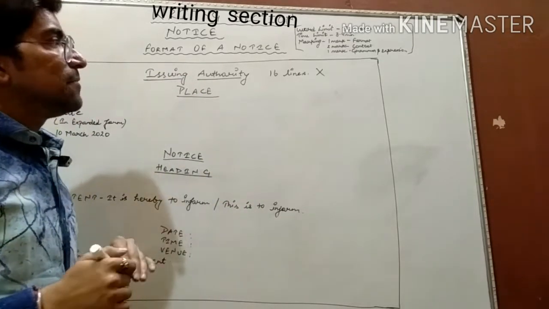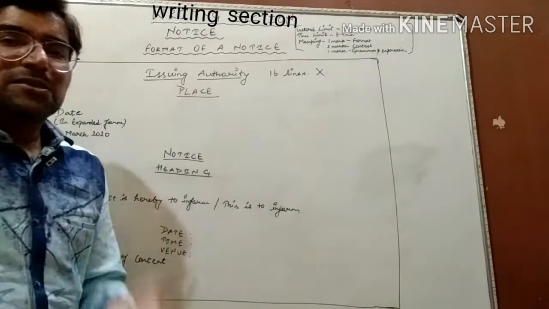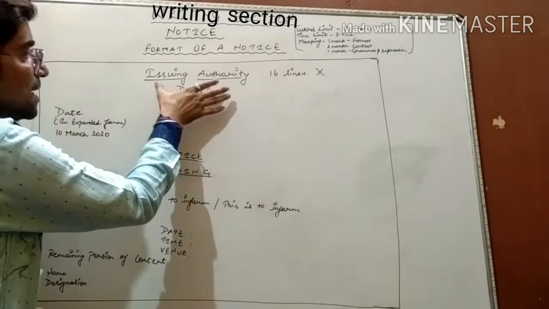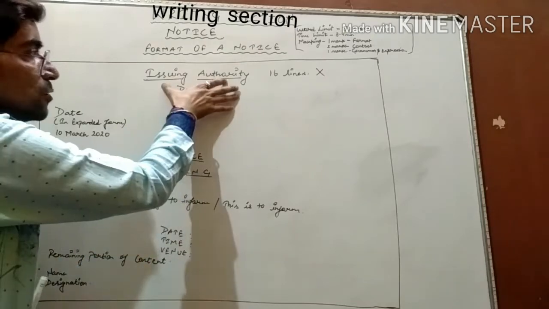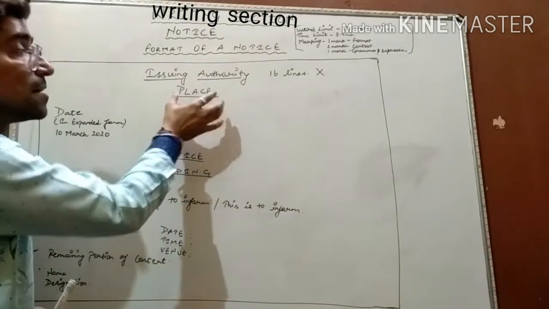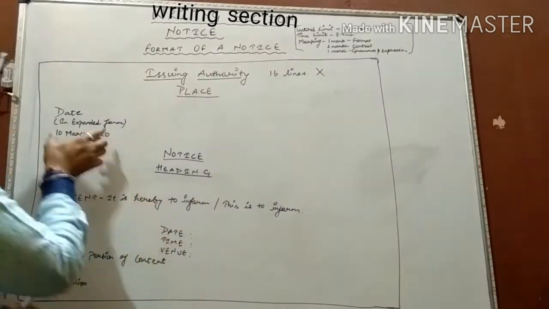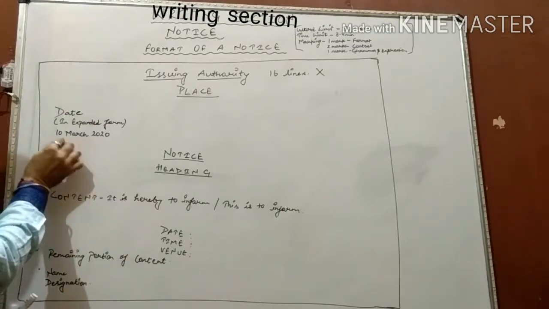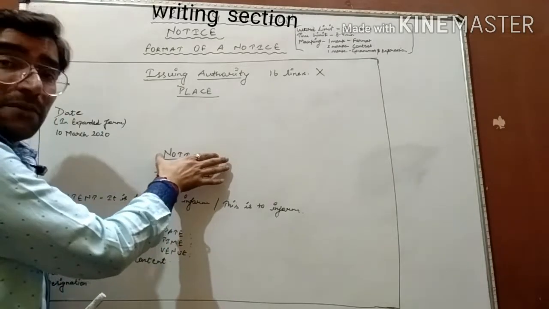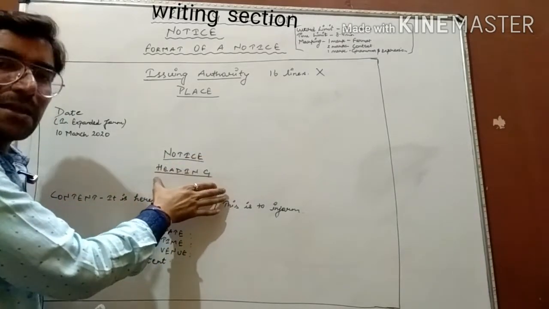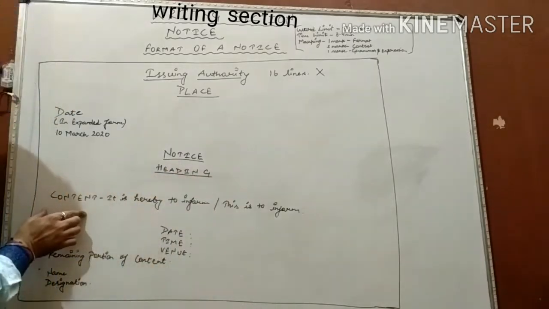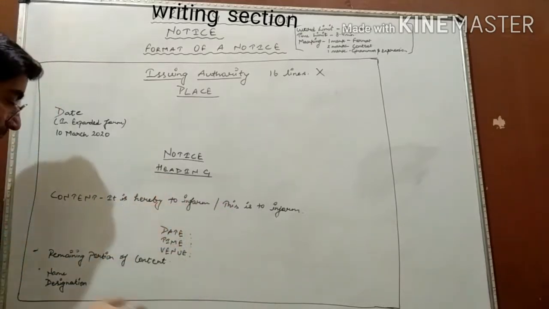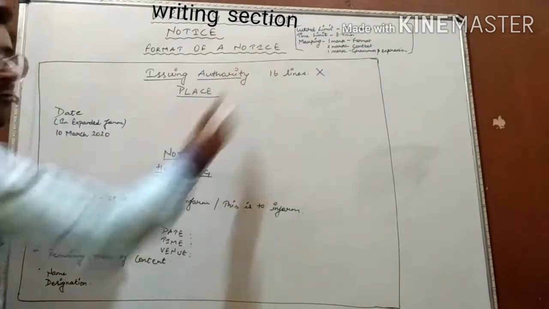And how do we measure whether we are writing this format in 16 lines or not? The first line I have drawn over here is the first line. The second line is going to be the issuing authority. The third line should occupy the place. Then the fourth or fifth line should be written date. The sixth line should be written this date, 10 March 2020. The seventh or eighth line should be written notice. The ninth or 10th line should be written heading. Then the 10th or 11th line should be occupied with content, and then date, time and venue, and then the rest of the content in the remaining 4 or 5 lines.